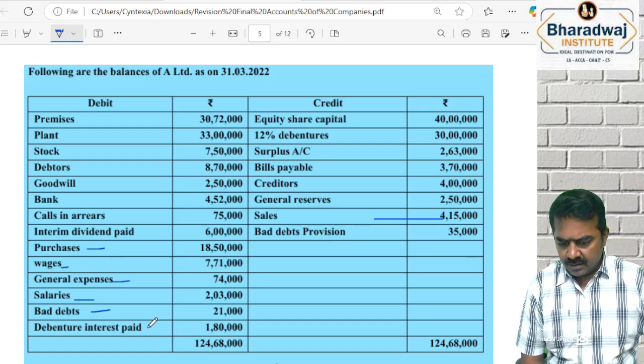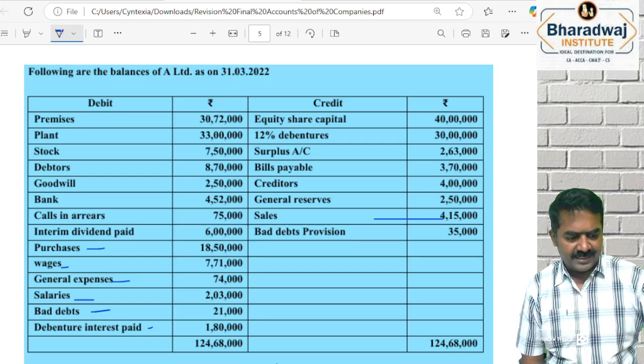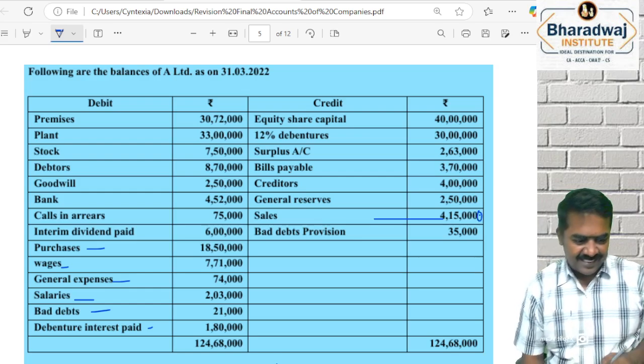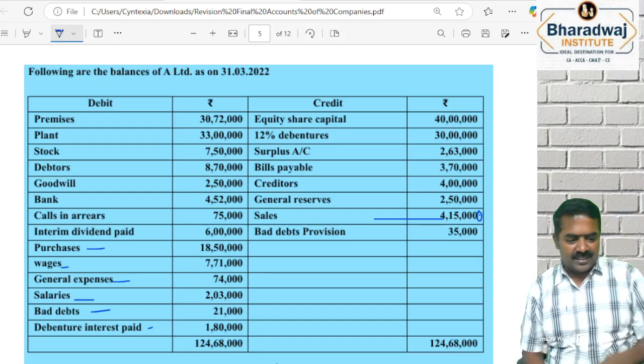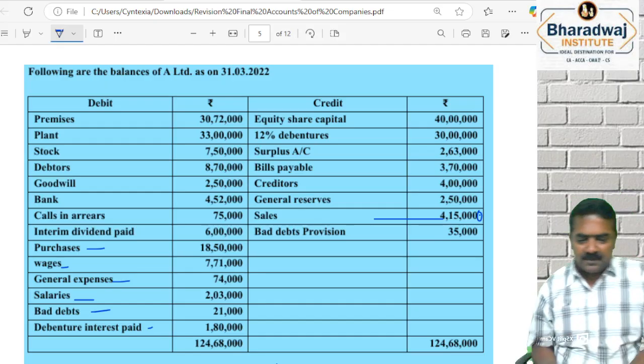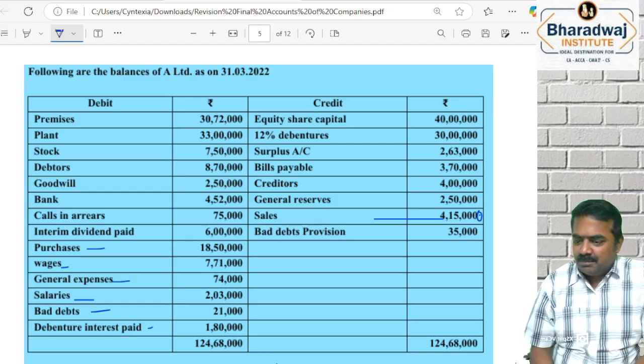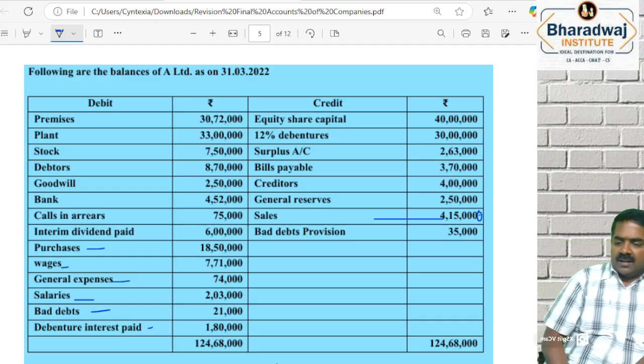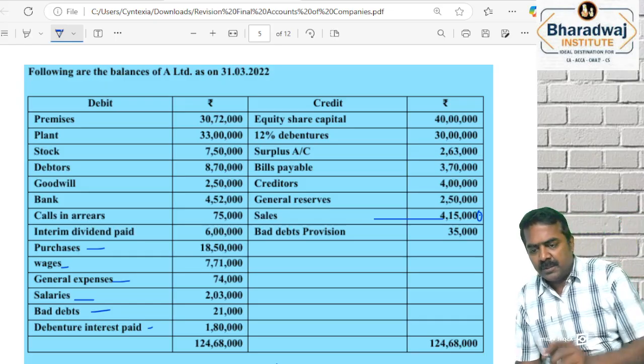Sir, the sales is 41,50,000. Total tally otherwise correct, 41,50,000. Premises, plant, stock, of course debtors, goodwill, bank, calls in arrears, they are not connected to P&L account.